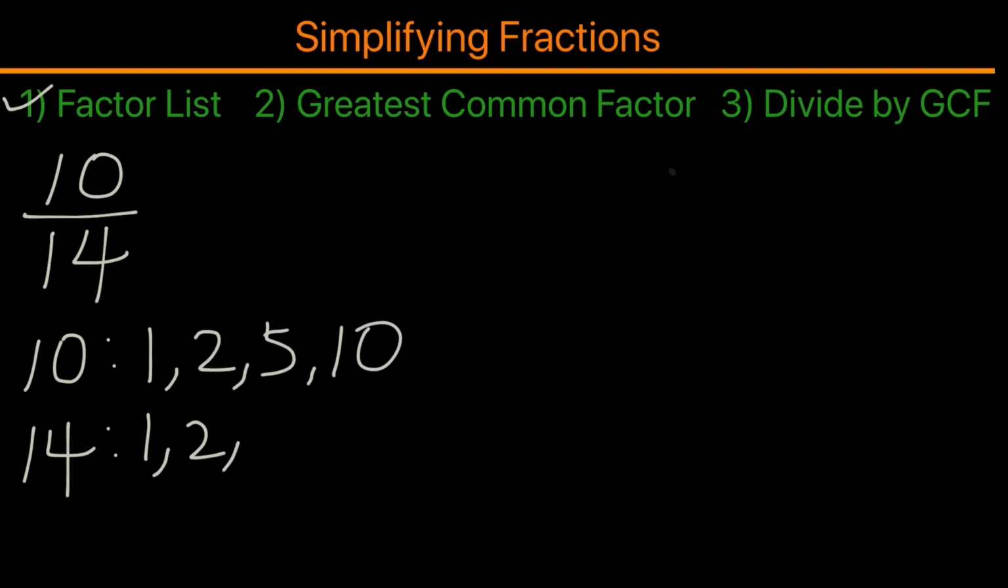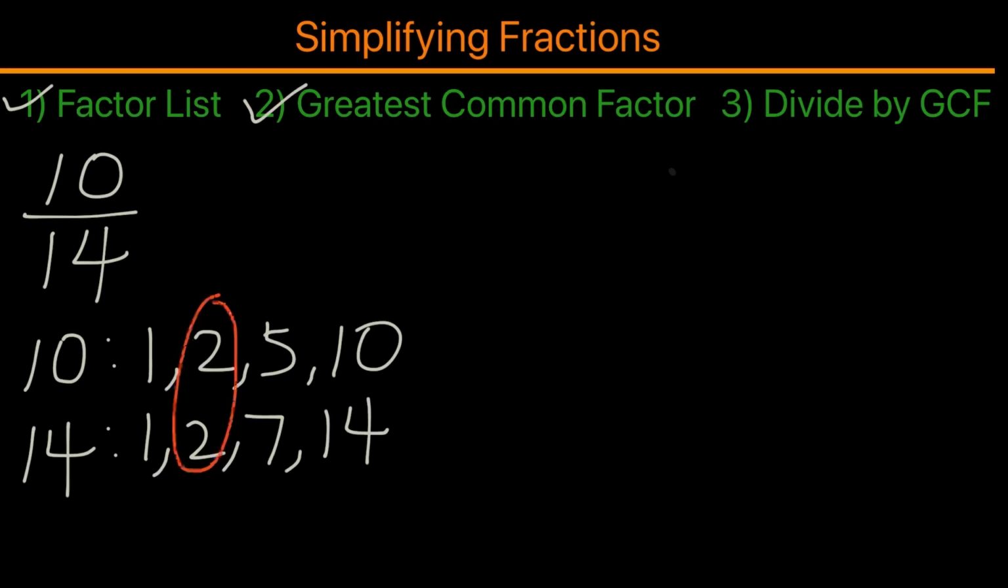and 3, 4, 5, and 6 don't work, 7 times 2 is 14, 8 through 13 don't work, and then we have 14. So the next step would then be to find the greatest common factor from the factor list. So the biggest number that we can find from both numbers is 2.